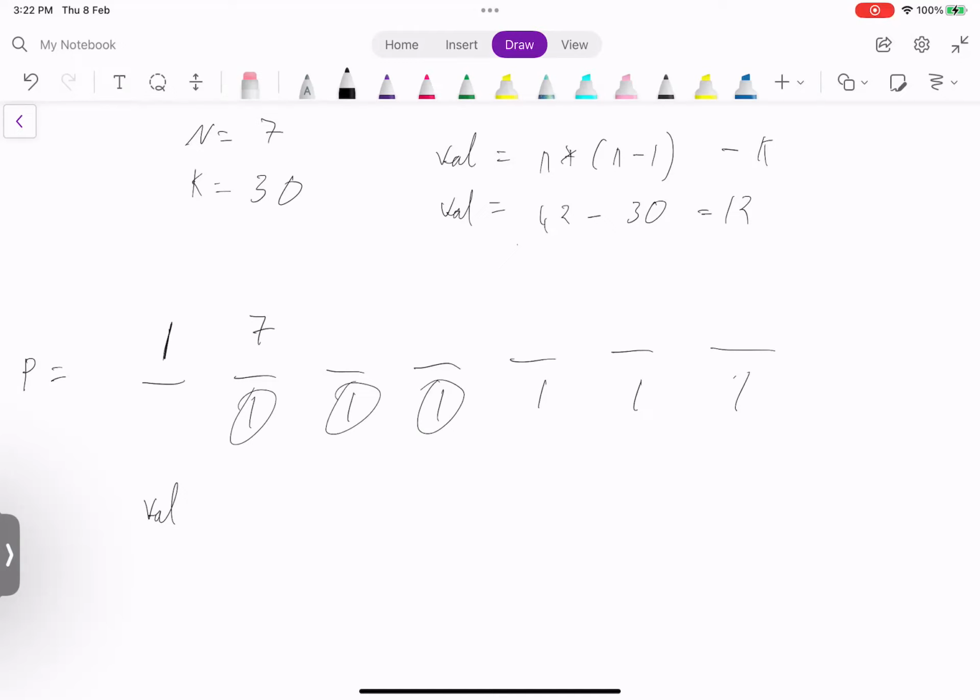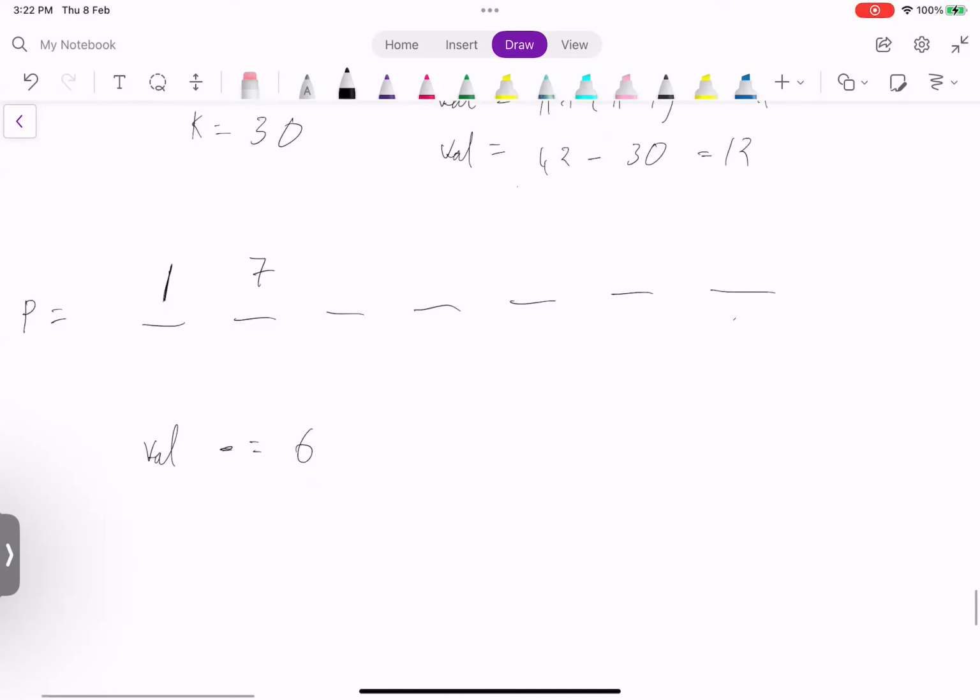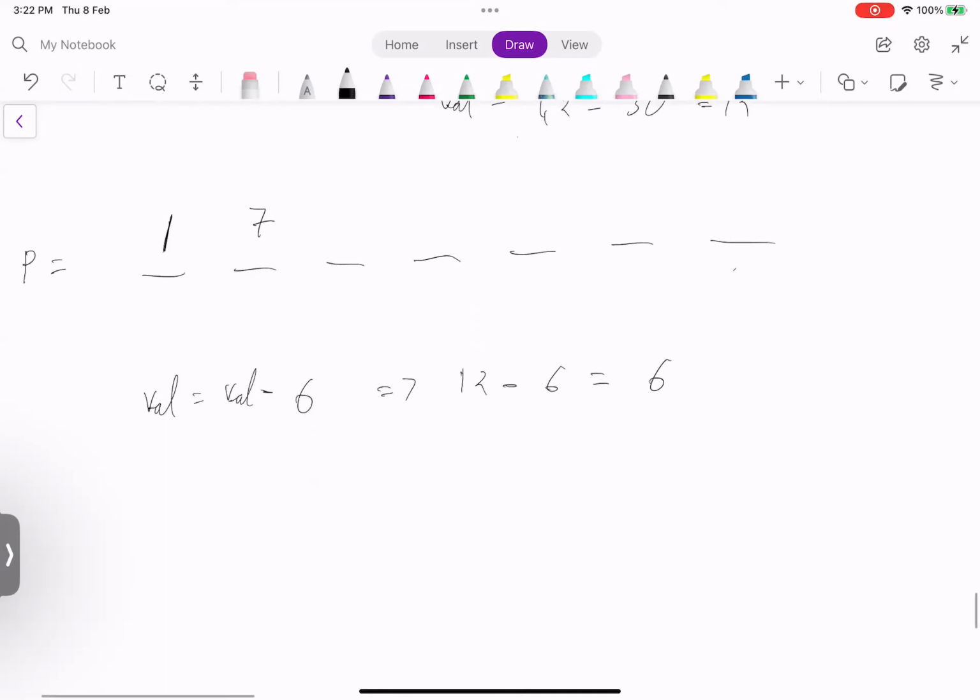So we had to subtract 1, 1, 1, until we had to subtract 6. Because the value is greater than 6, we can assume that we kept 7 as of now and then subtract it from the value. Then our value will be 12 minus 6, which is 6 over here, right?